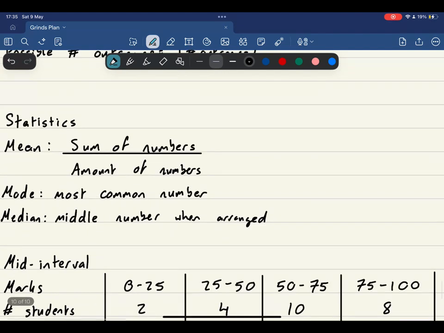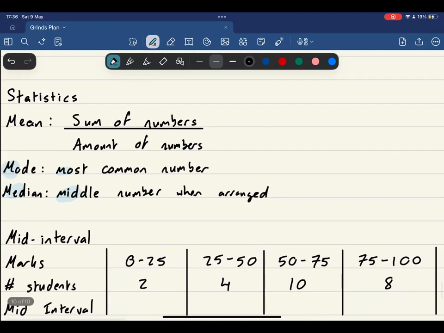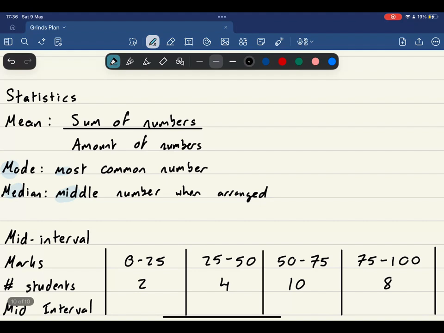Going on to statistics, the mean is the sum of the numbers over the amount of numbers. The mode is the most common. How I remember it is MO, MO. The median is the middle, MED, MID. That's how I remember it. So for the median, you have to arrange the numbers either from highest to lowest or lowest to highest.